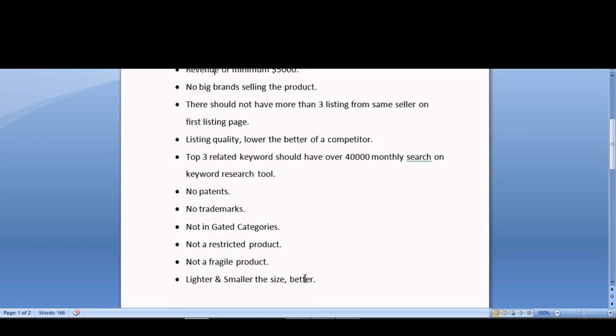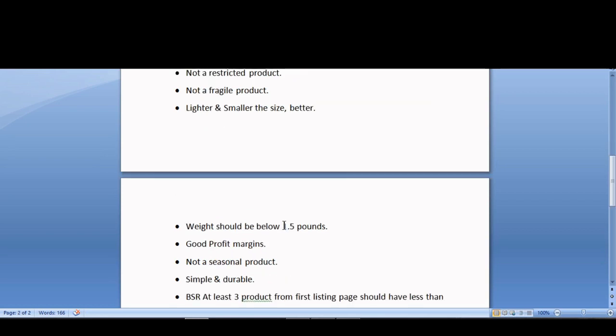The reason the product should be lighter and smaller is because you have to consider Amazon fulfillment fees. If you have a smaller and lighter product, the fees will be lower according to its size and weight. One thing you have to keep in mind is that the weight of a product should be below 1.5 pounds. If you find more than 1.5, the maximum can go up to 2 pounds. If you consider selling more than 2 pounds, then the fees will be too high on Amazon.